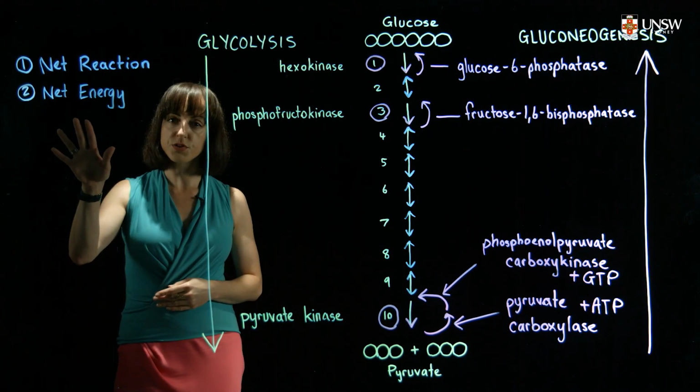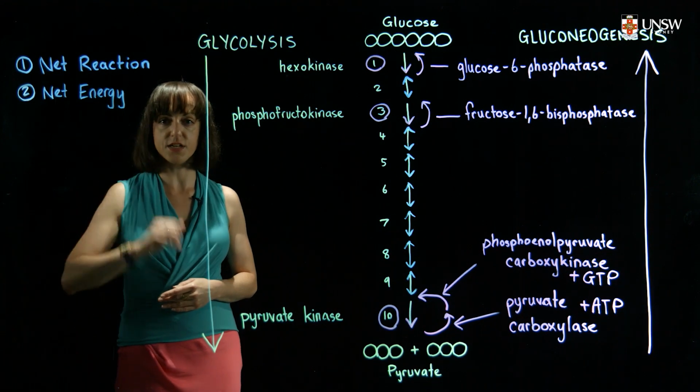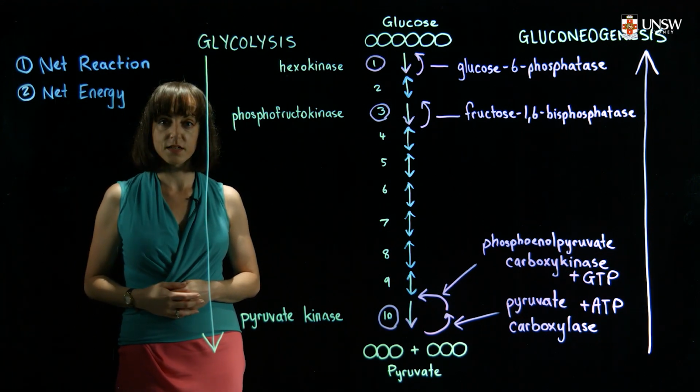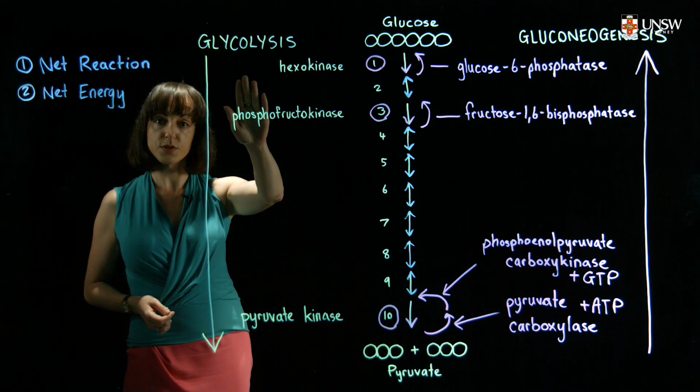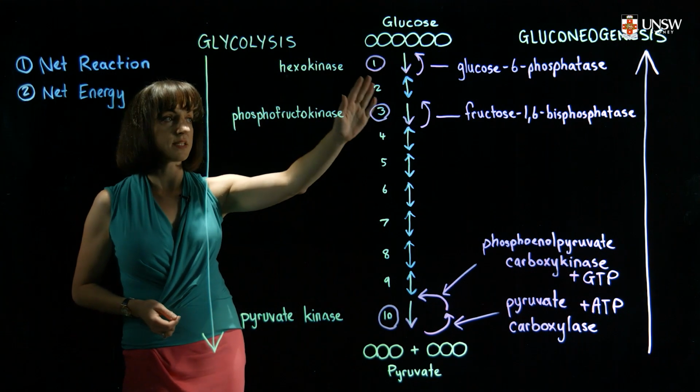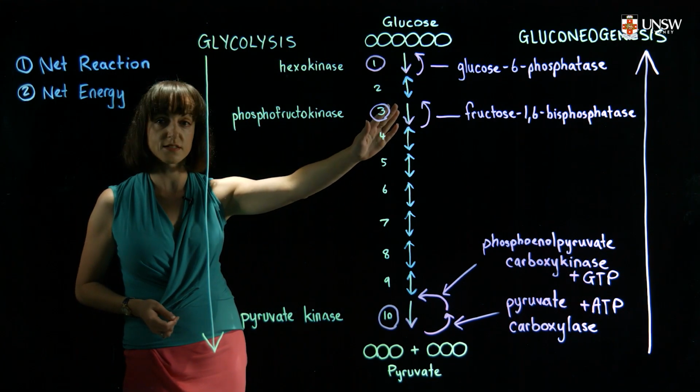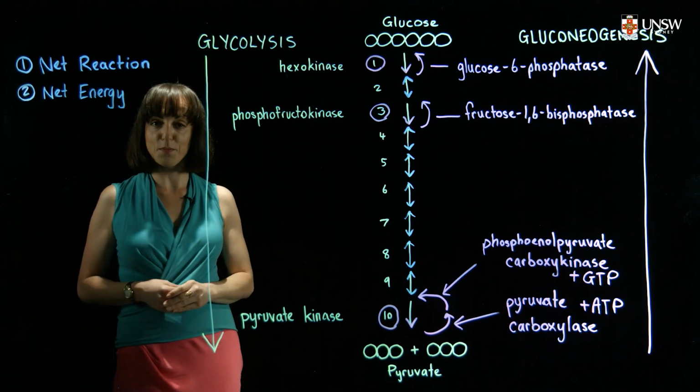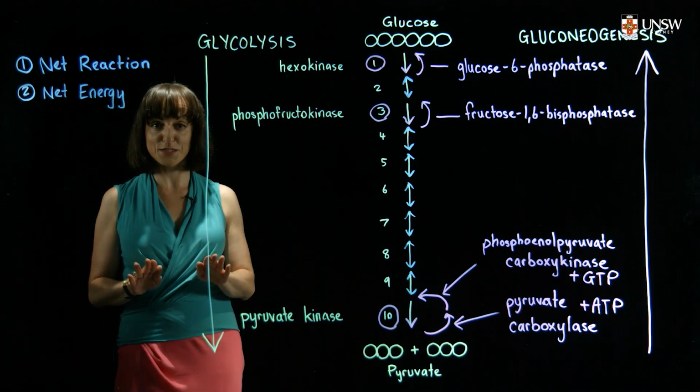And also, I want you to go away and consider the net energy for both of these processes. Think about the net energy production of glycolysis and the net energy cost of gluconeogenesis, and see if you can explain what would happen if both of these processes occurred simultaneously.